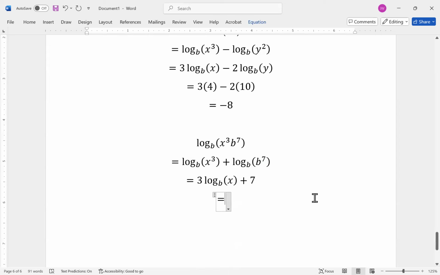Log base b of x is 4, so that means this is 3 times the number 4 and then plus 7. That's going to be 12 plus 7, which is equal to 19. So in this case, just knowing log base b of x allowed me to calculate log base b of x to the third times b to the 7th.